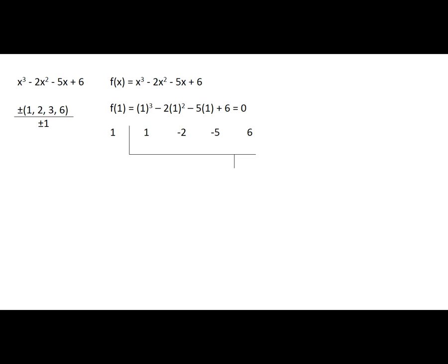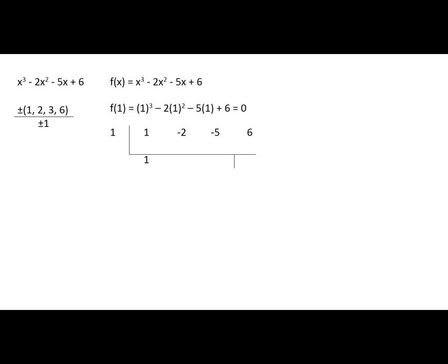Since 1 is the number we're using, write that on the left side. On the right side, put the coefficients of each term in. The coefficients here are 1, -2, -5, and 6, like the polynomial above.